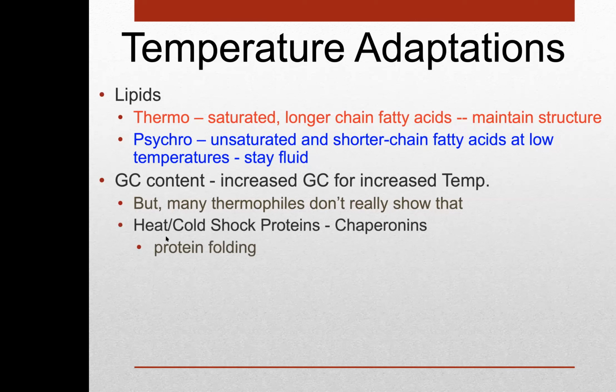Certainly something that's more important, and this actually should be moved over, I apologize, is the importance of proteins. So heat shock proteins, which are actually just stress proteins, were first identified in E. coli exposed to heat shock. So that's how they got their name. And these are chaperonins, right? You guys have learned about chaperone proteins before. What do they do?